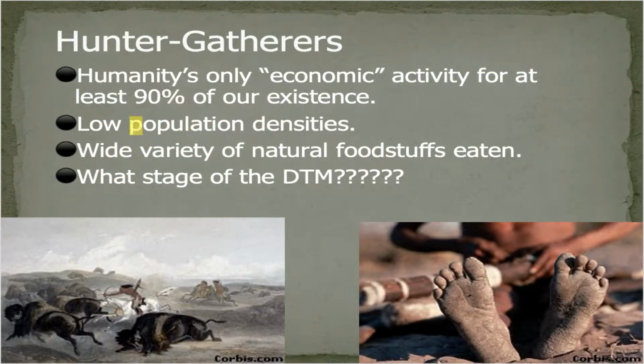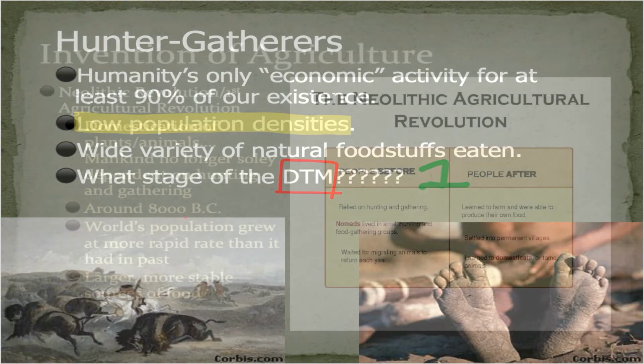So the big takeaway from hunting and gathering is that we had low population densities, as we did not crowd or settle anywhere, and that we were in a very early stage of the demographic transition model, the earliest, as a matter of fact, being the first stage, as we had a constant death and constant birth.